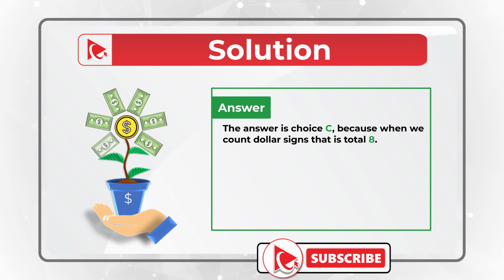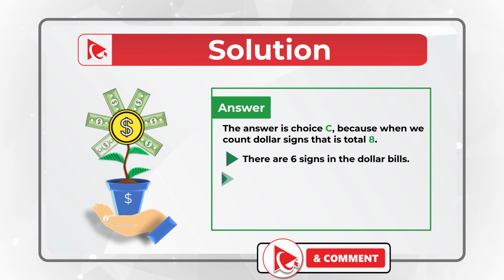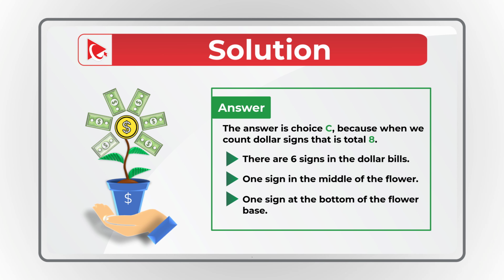The answer is C because there are 6 signs in the dollar bills as flower petals. 1 sign is in the middle of the flower, and then there is a 1 sign at the bottom of the flower base. Do you have a different answer? Please make sure to share in comments.